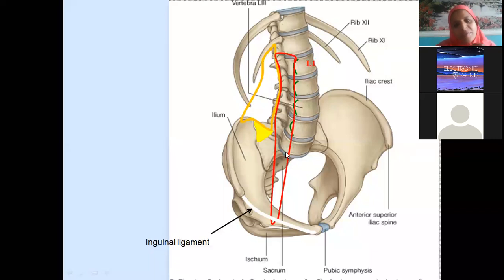So what are these two muscles? You tell me, in red color which muscle is this? Psoas major. In yellow color? Quadratus lumborum. Yes, very good.